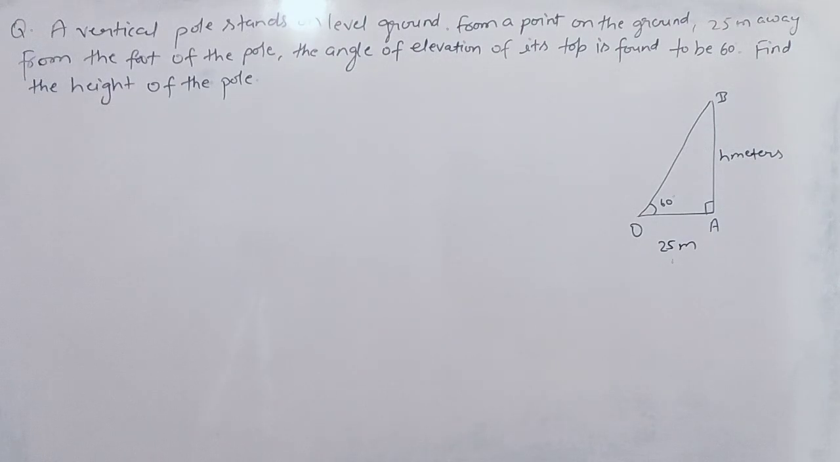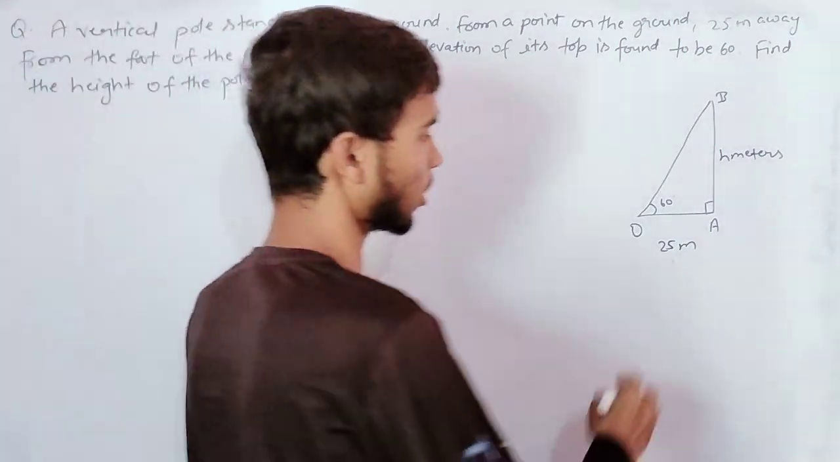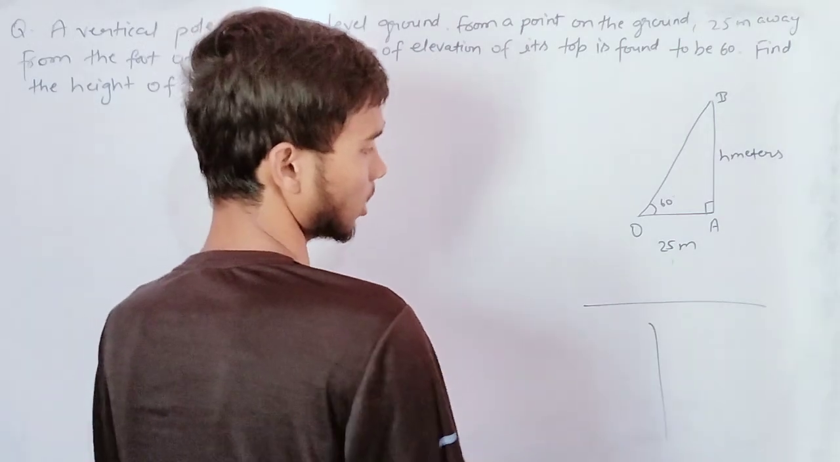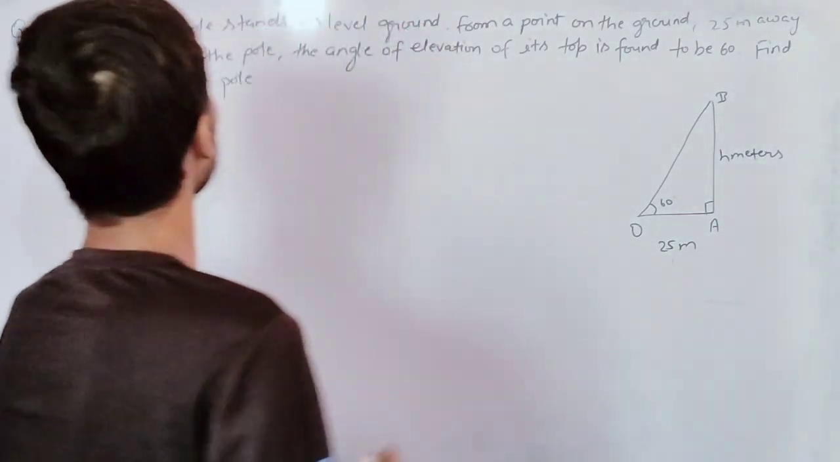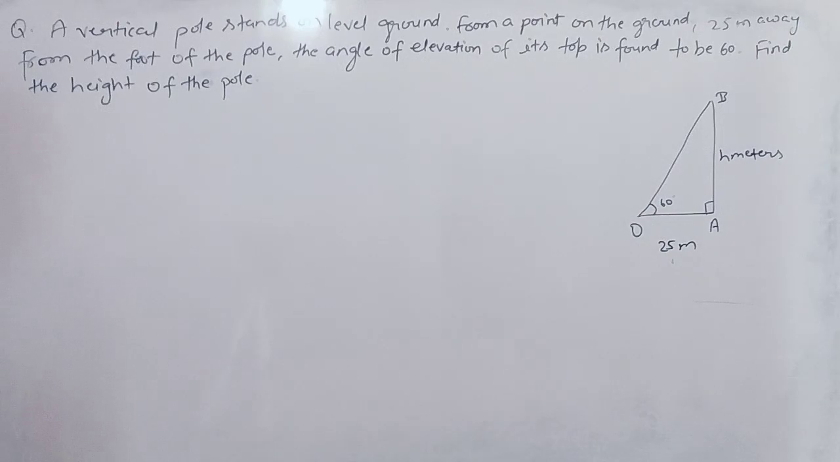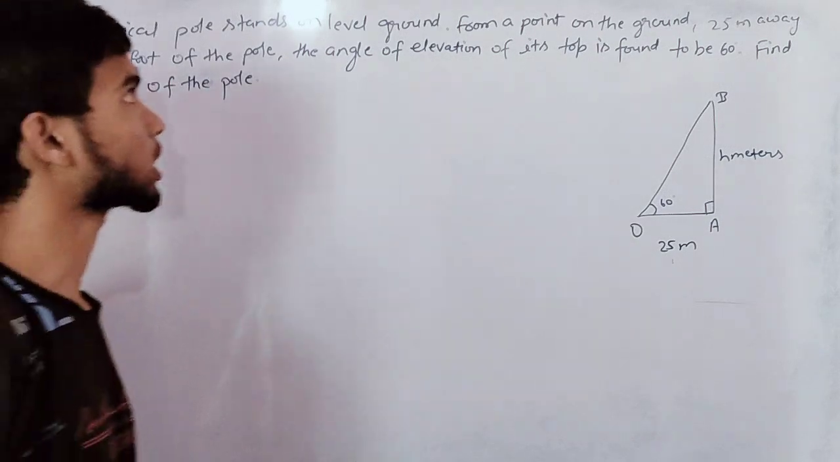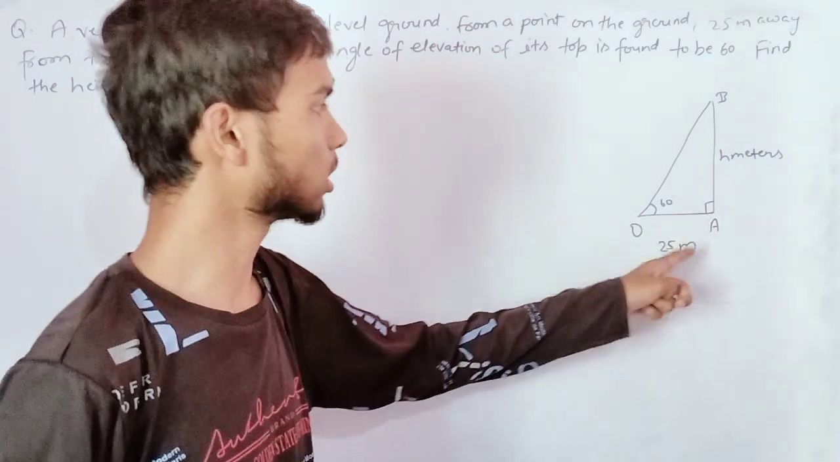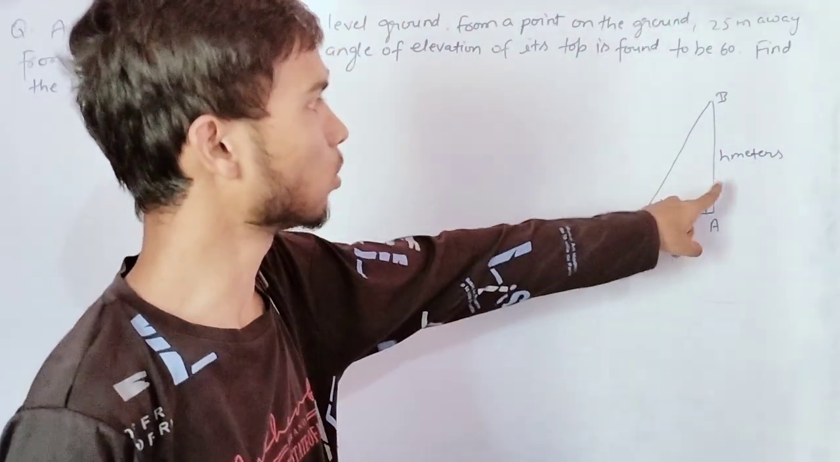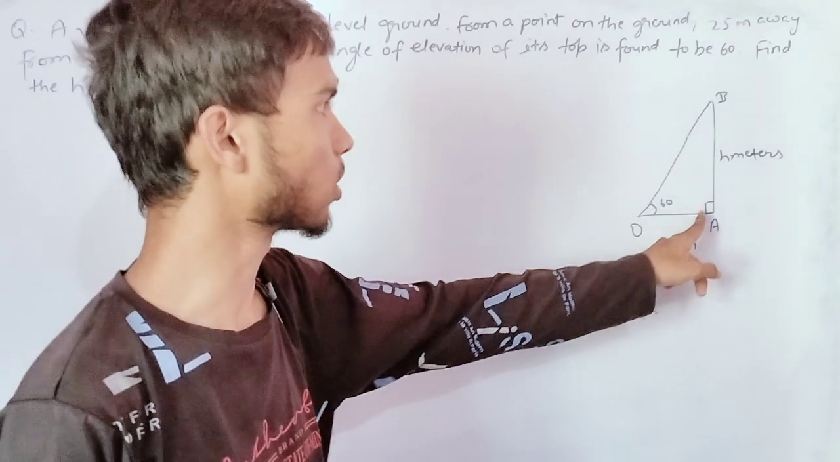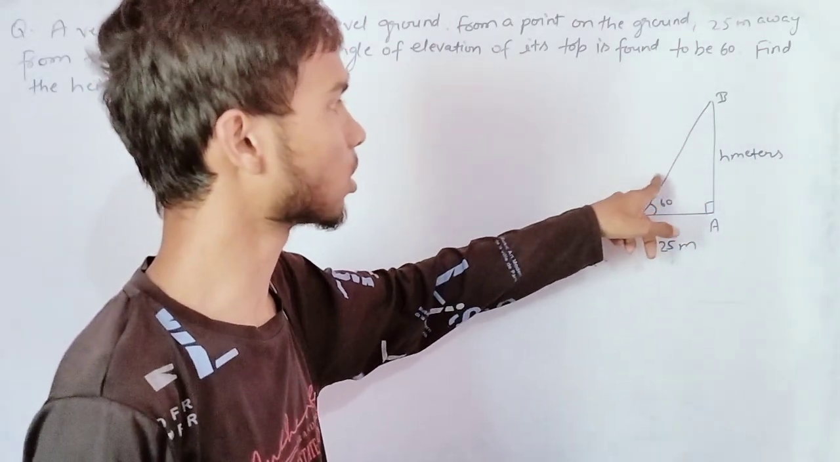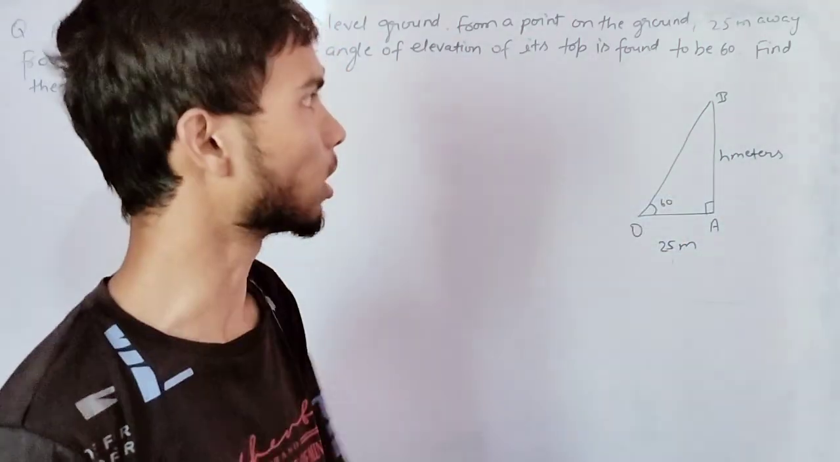Here, a vertical pole. As you know, what is horizontal, what is a vertical pole? This is horizontal, this is vertical. A vertical pole stands on level ground. In this figure, this is vertical, of course, and this is horizontal. This is not vertical, this is not horizontal, and this is also not vertical.